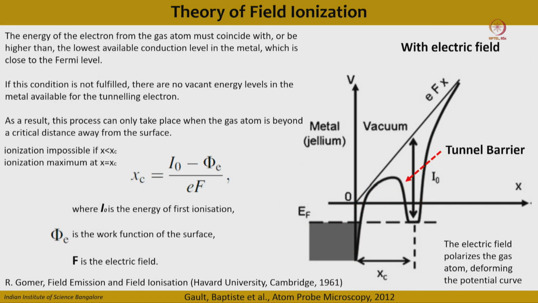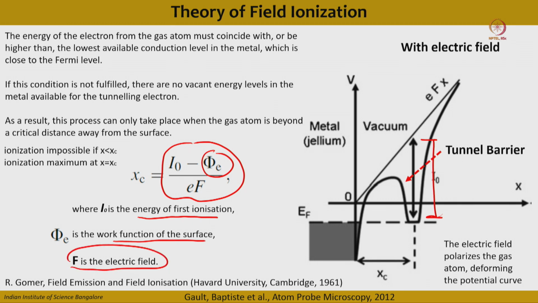So how do we measure xc? xc can be given by an equation involving I0, which is the first ionization energy of the gas atom, phi E, which is the work function of the metal surface, and F, which is the applied electric field. So the minimum distance required for the tunneling process can be given by this equation. This whole theory was developed by Professor Gomer at Harvard University, Cambridge, in 1961. So these are the basics of field ionization of gas atoms in the vicinity of the metal.